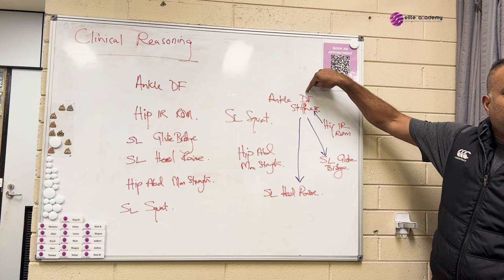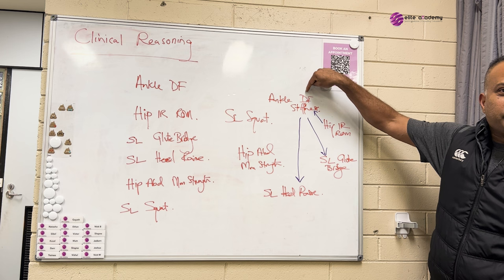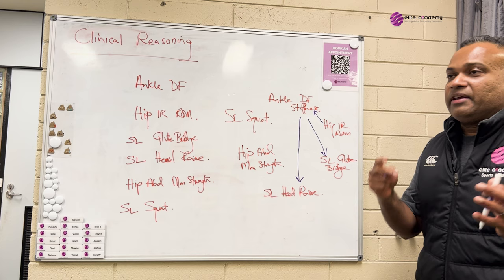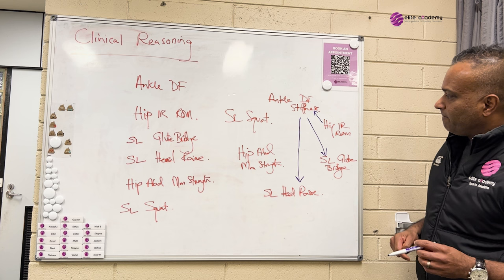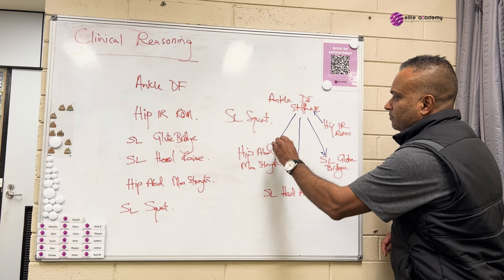It might not. But if you had a gun to your head and you had a choice to make, where could it go? Once again, you can never get this answer right or wrong. You can make a choice. So ankle dorsiflexion affecting the hip abduction. Go this way? Yeah. Okay.